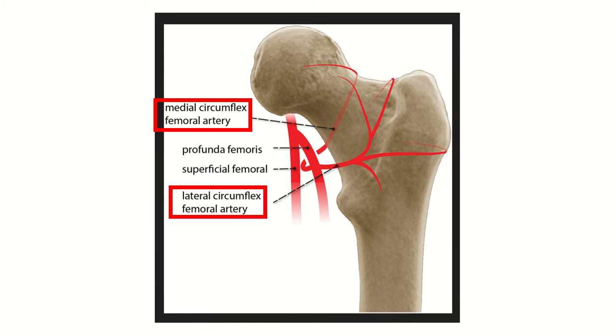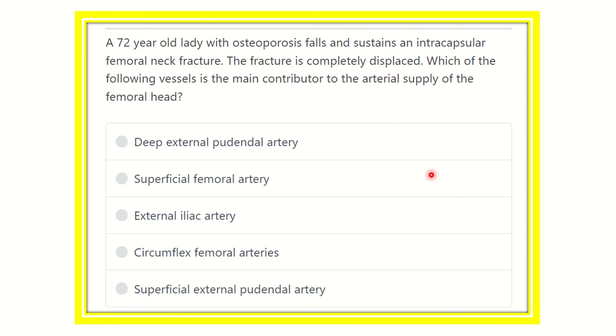Welcome to another question and answer session for the MRCS exam. This is the question. A 72-year-old lady has an osteoporotic fall and sustains an intracapsular femoral neck fracture. The fracture is completely displaced. Which of the following vessels is the main contributor to the arterial supply of the femoral head?